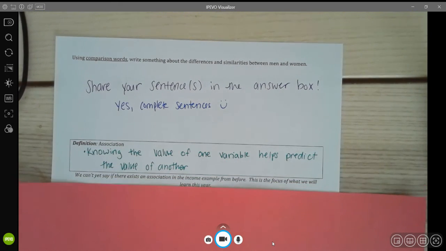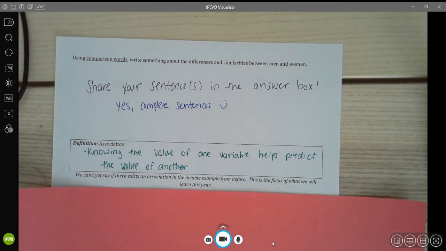All right, the last thing we're going to talk about today is association. The definition of association is if knowing the value of one variable helps predict the value of another, they are associated with each other. Do we know whether knowing that you're male or female has an influence on how you would respond to this question? We might be able to make some guesses. However, we don't know if an association exists.